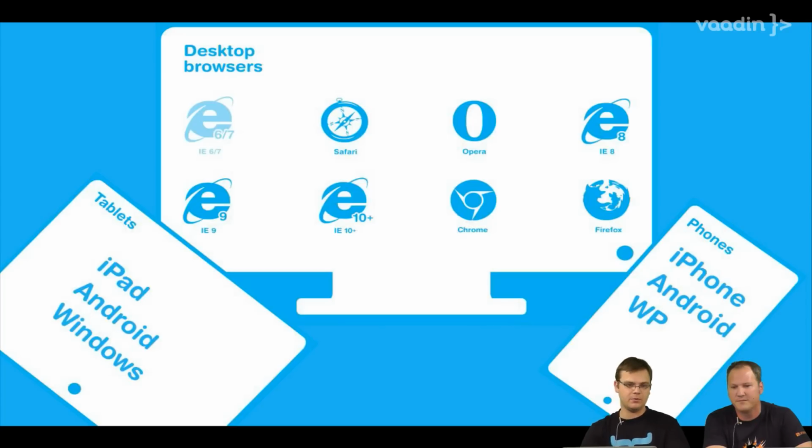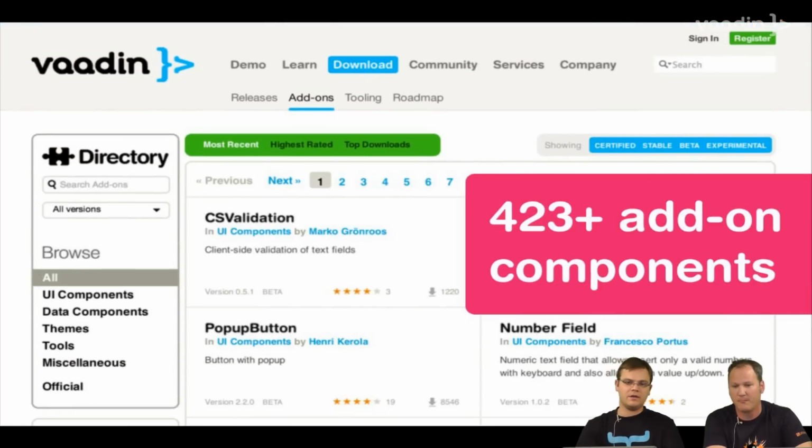We also support mobile browsers like Safari on iPad, Chrome on iPad. We support Android browsers and Windows Mobile too. And with the latest version of Vaadin, 7.2, we also support Windows Phone and IE11.